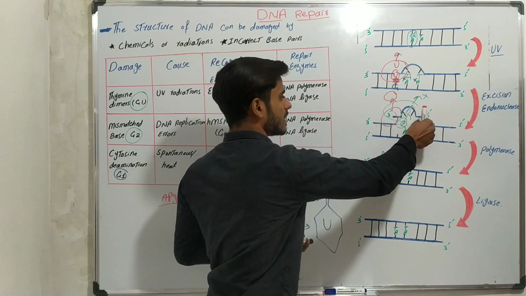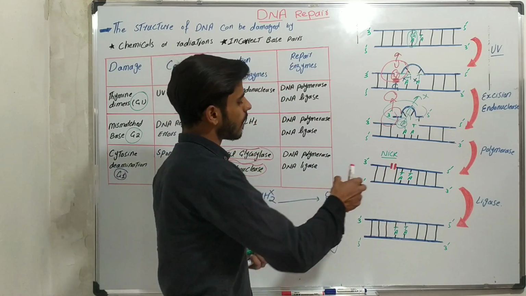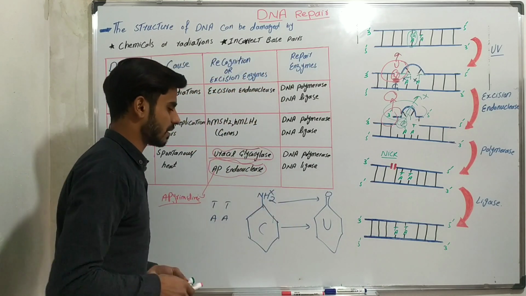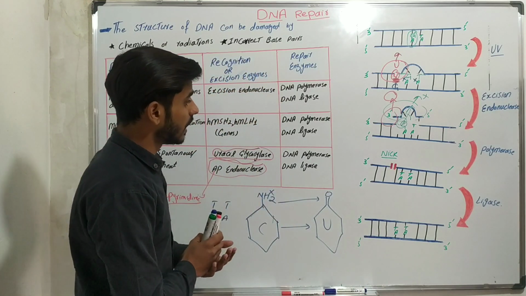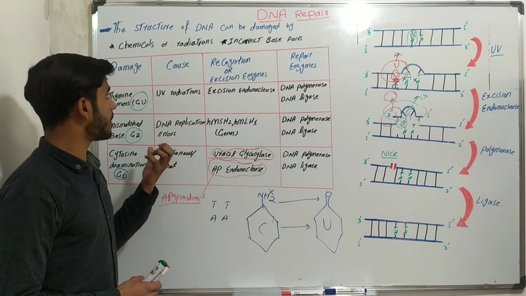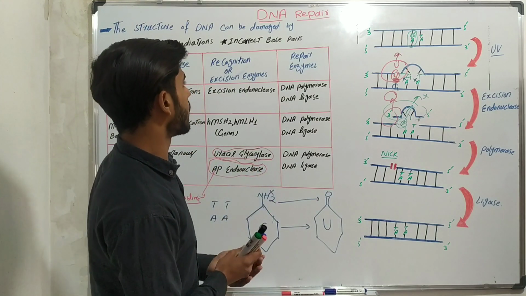So here is a nick, here is a nick. This nick means the cut point. This cut point will be sealed by the ligase enzyme. So the ligase enzyme will come and seal it. So now DNA has been repaired. So these were three basic DNA damages: their causes, their recognition, and which enzymes repair the mechanism.